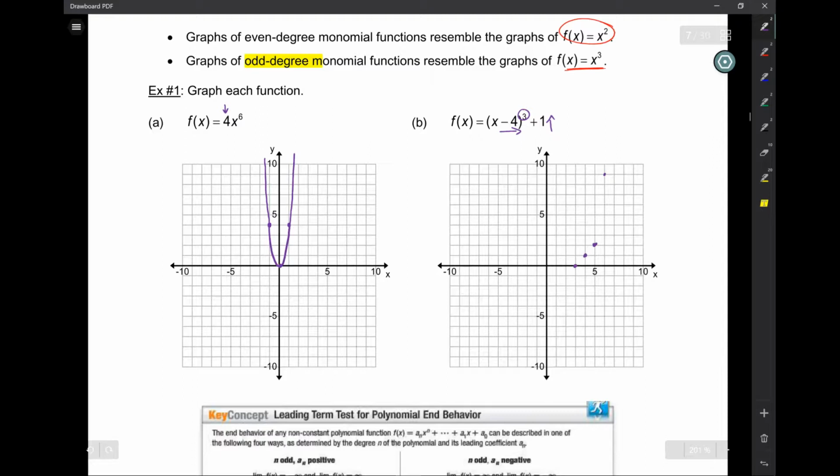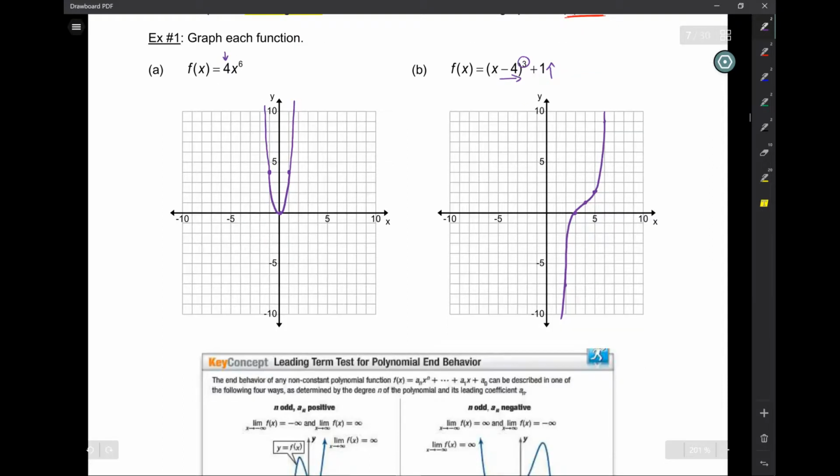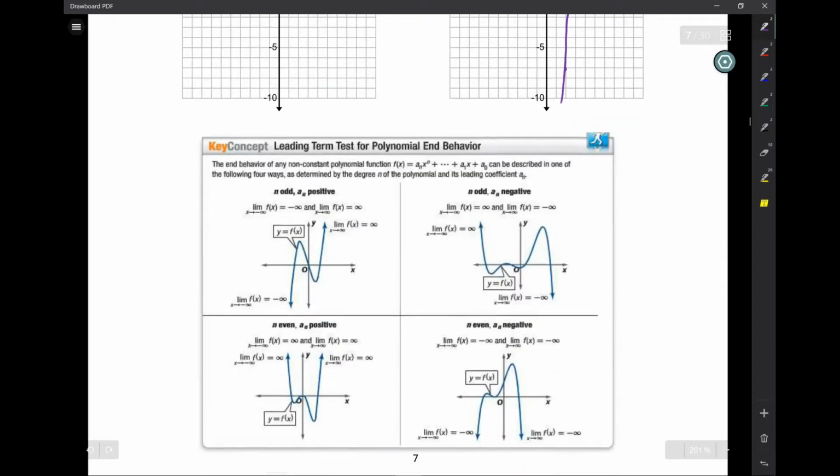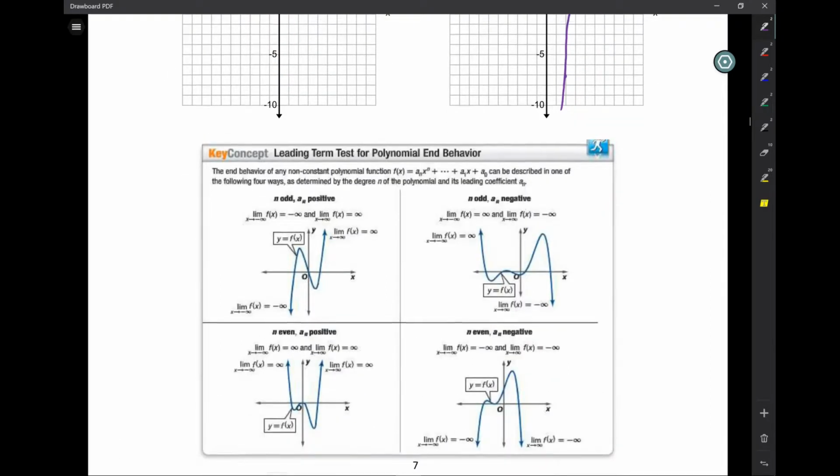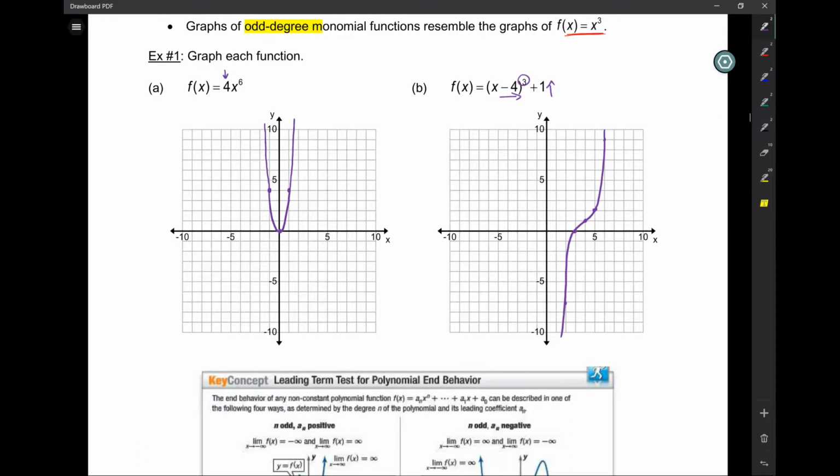Yeah, so an odd function, basically what happens on the left side of the y-axis is reflected on the right side of the y-axis? It's symmetric around the origin. Okay. But this equation isn't symmetric on the origin because it's been moved. Right. But still, an odd parent function is an odd function. So remember what we said, they resemble the graphs of x cubed, okay?